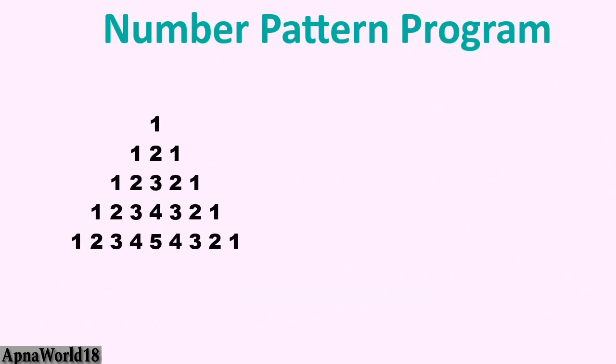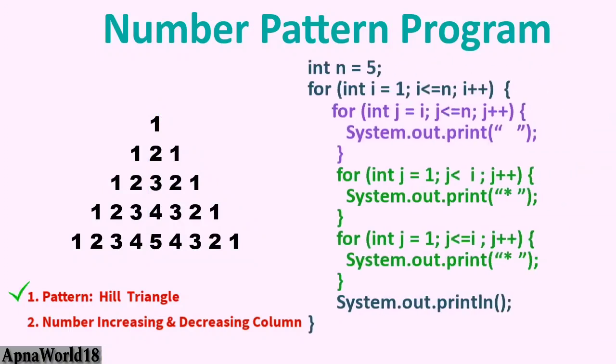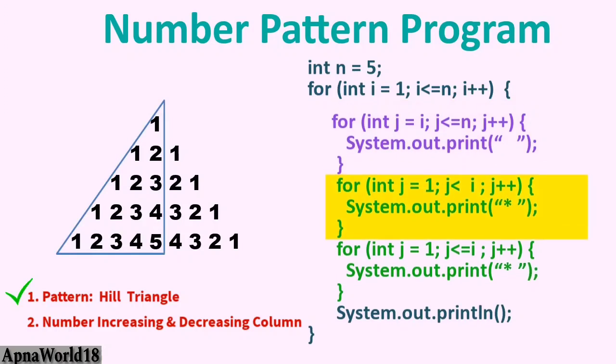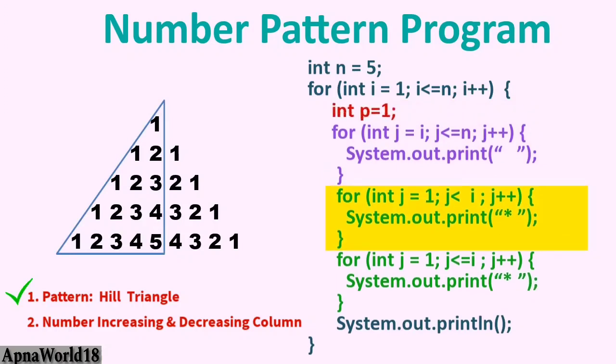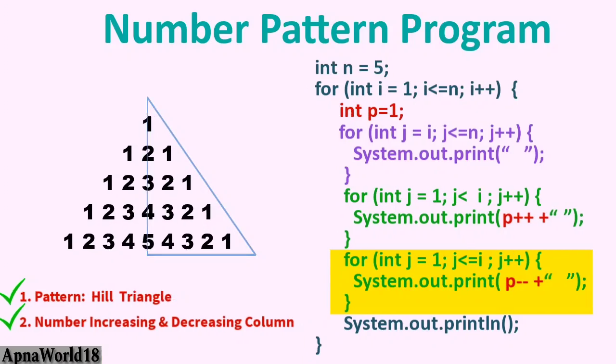What if the pattern was a hill pattern like this? This has increasing column numbers for first triangle and decreasing column numbers for second triangle. We will first get our standard program for hill pattern using star. Now after printing space, first triangle is incrementing column, means starting with same number, so we will initialize a variable p to 1 and print p++. In the next loop, you are actually just decrementing the same p, so we will just do p minus minus. This should get us the required pattern.